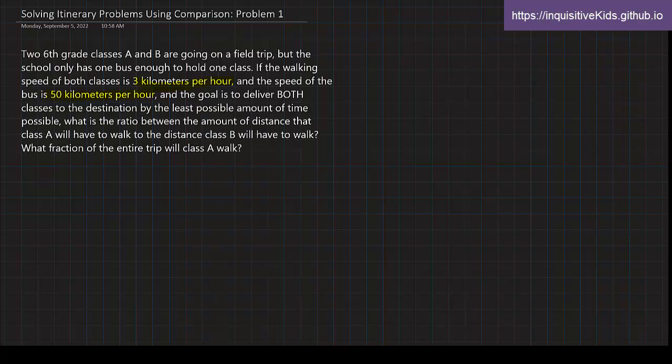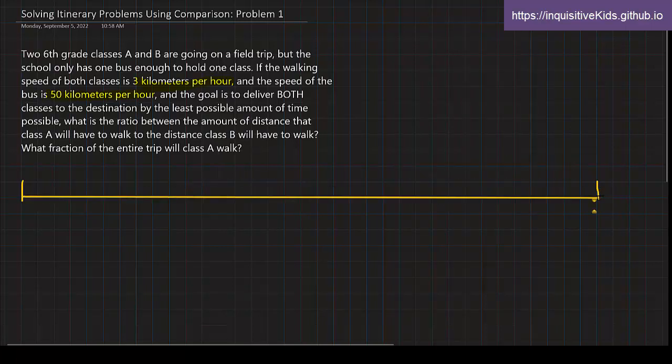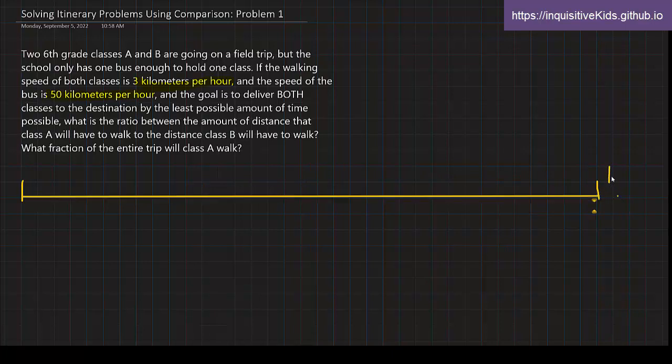Our first step is to make a sketch. So we have 2 points, the starting point or their school and their destination, and we connect them with a line to show that it's a line segment. So this is their destination, D for destination, and S for school or starting point.